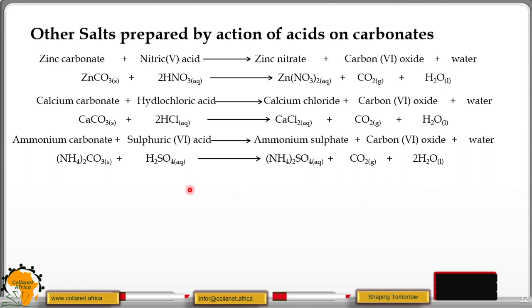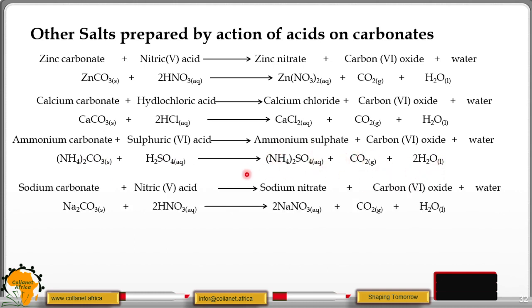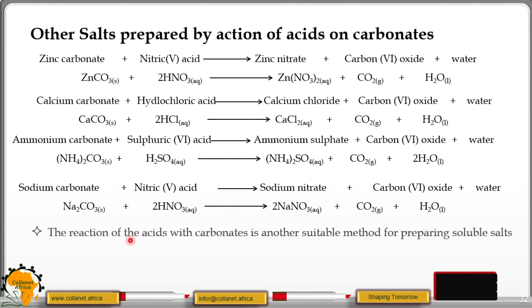Then ammonium sulfate salt is obtained by the action of ammonium carbonate on sulfuric acid, and you get ammonium sulfate, carbon dioxide, and water. Then sodium carbonate plus nitric acid, you get sodium nitrate, carbon dioxide, and H2O. The reaction of acids with carbonates is another suitable method for preparing soluble salts, as we have seen.